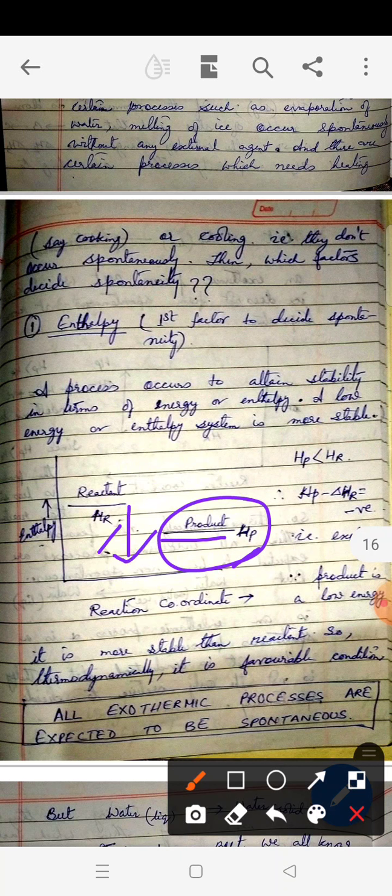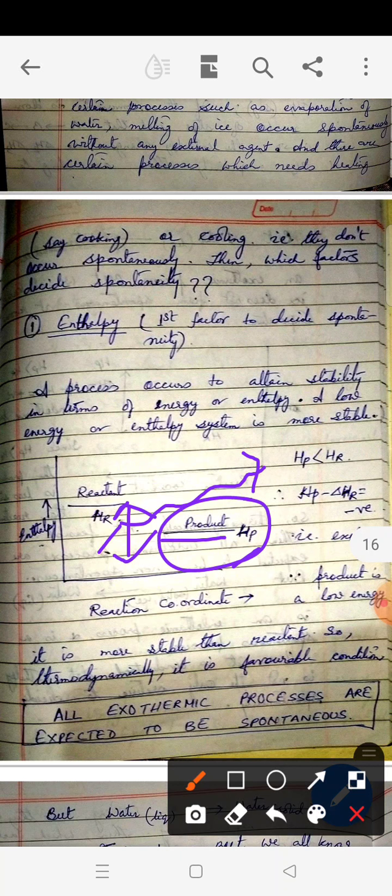Where does the excess energy go? As you know, energy can neither be created nor destroyed. This extra energy will go to the surrounding, and we call such processes to be exothermic process. So in that way, all exothermic processes should have been spontaneous.